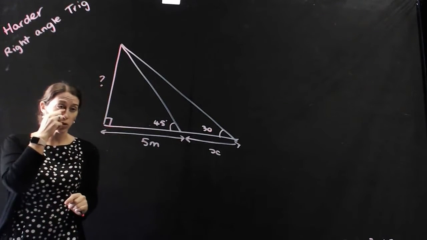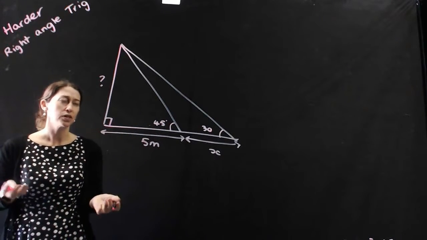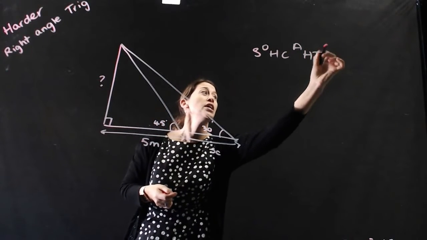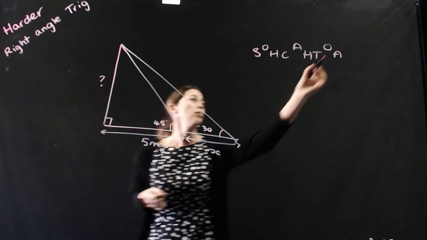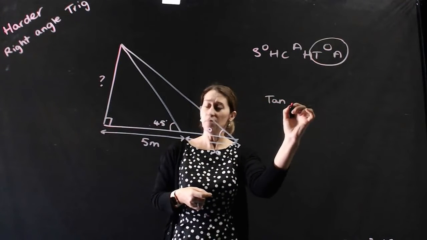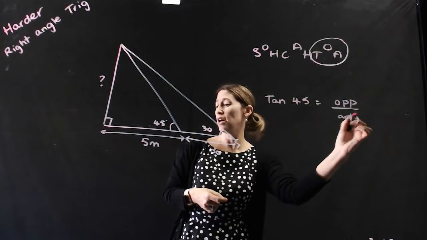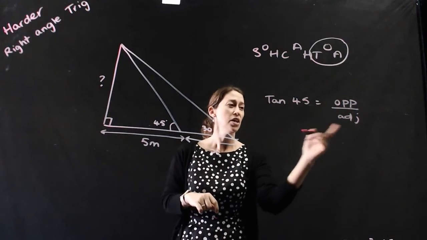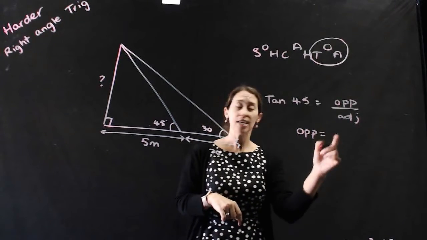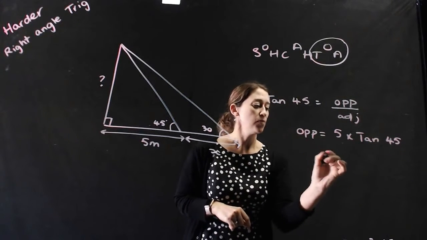So let's find the question mark. This is the opposite. This is the adjacent from the 45-degree angle. So if we write out our word SOHCAHTOA, and we think which ratio involves opposite and adjacent, we've got the tan ratio. So let's write that down. Tan of 45 equals the opposite divided by the adjacent. Our adjacent is 5 meters there. So let's rearrange this to say the opposite, which is our unknown, is the adjacent, which is 5, multiplied by the tan 45. Type that into your calculator.